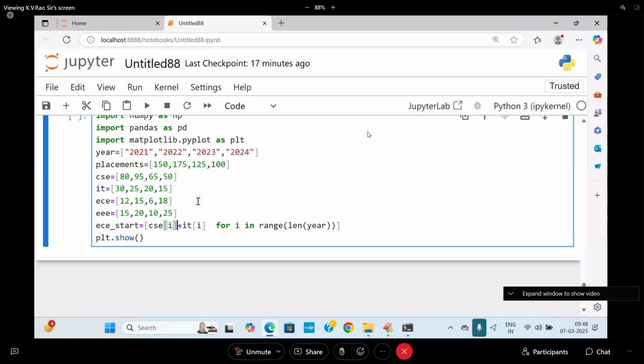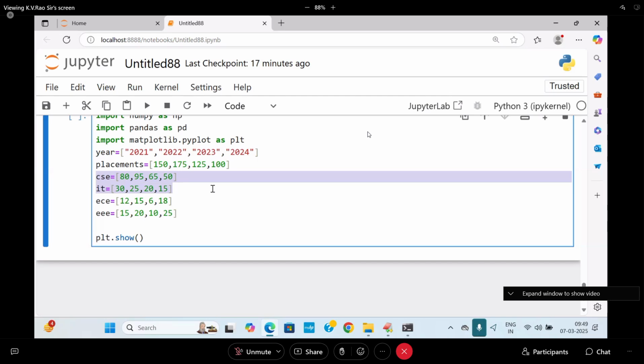So tell me now, how many bars do you need? 4 bars in 20, 21, 4 bars. But the starting bar I am taking. So on top of 80, what to keep? IT. On top of 95, I need to keep 25. On top of these values, IT will be kept. EC is to be placed on top of what? CSE plus IT. That means 80 plus 30, 110. On top, I need to keep 12. Triple E is to be placed on top of 80 plus 30 plus 12. So that 15 is to be placed.